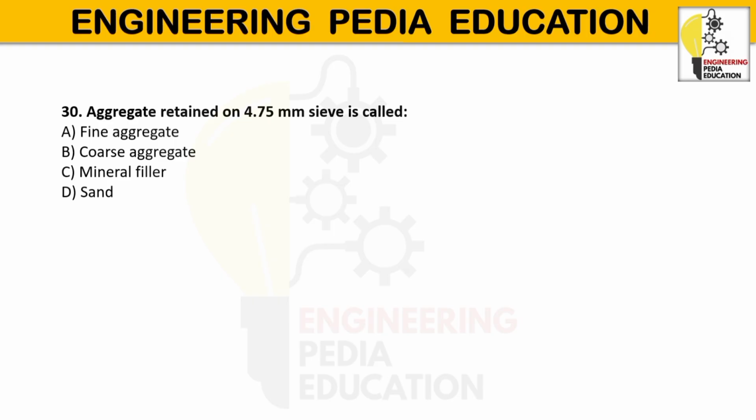Aggregate retained on a 4.75 mm sieve is called coarse aggregate, fine aggregate, or mineral sand? The correct option is coarse aggregate. Aggregate which passes through a 4.75 mm sieve is called fine aggregate, and aggregate which is retained on a 4.75 mm sieve is called coarse aggregate. This grading is done with the help of sieve analysis.